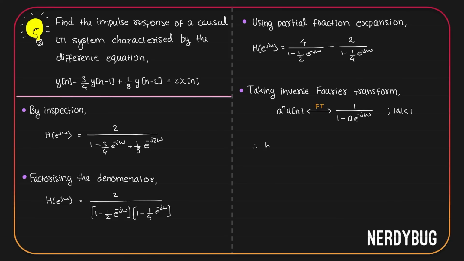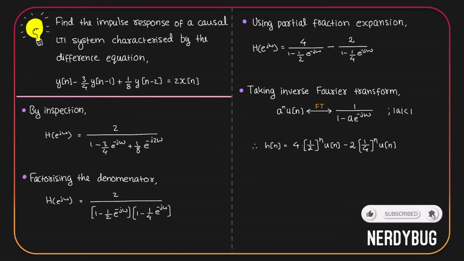So we get h of n is equal to 4 times inverse Fourier transform of 1 by 1 minus 1 by 2 e raised to minus j omega will be 1 by 2 to the power n u of n minus 2 times 1 by 4 to the power n u of n. So this will be the impulse response of our LTI system.